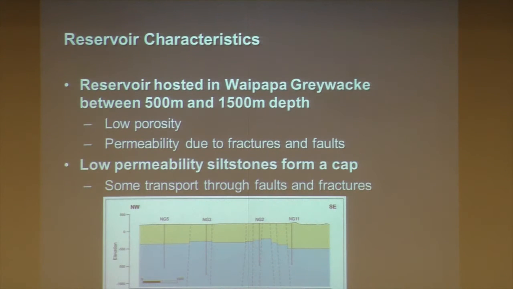So I just want to look briefly at the conceptual model. You've actually already seen this, so I won't mention this in particular. The relevant points are that we do have a low permeability capping structure to the reservoir, and then within the permeable part of the reservoir, most of that permeability is due to fractures and faults.